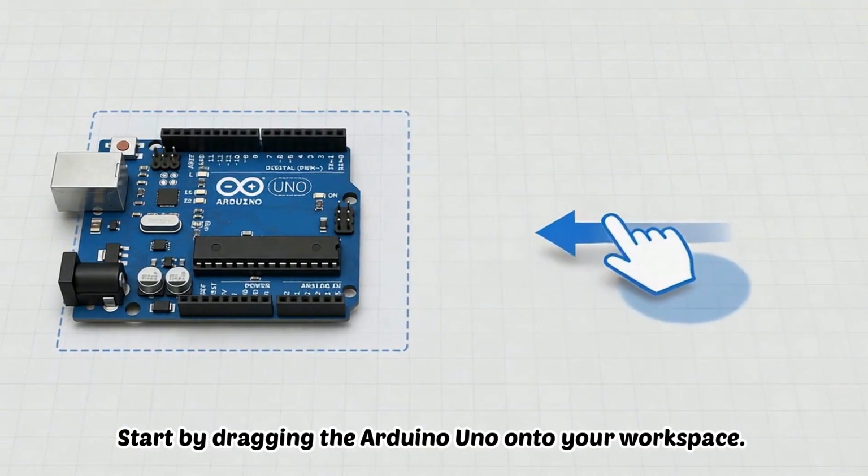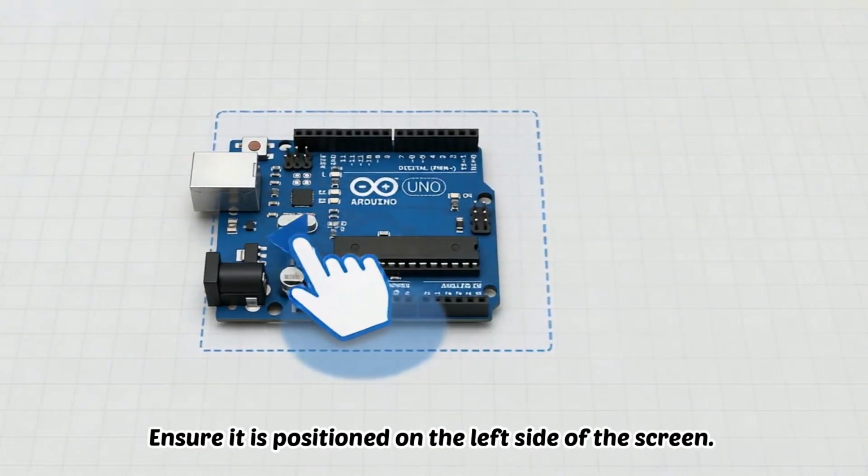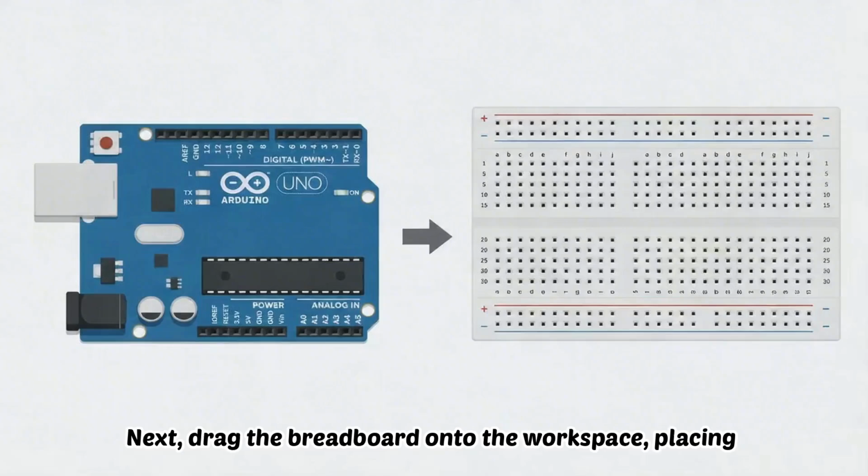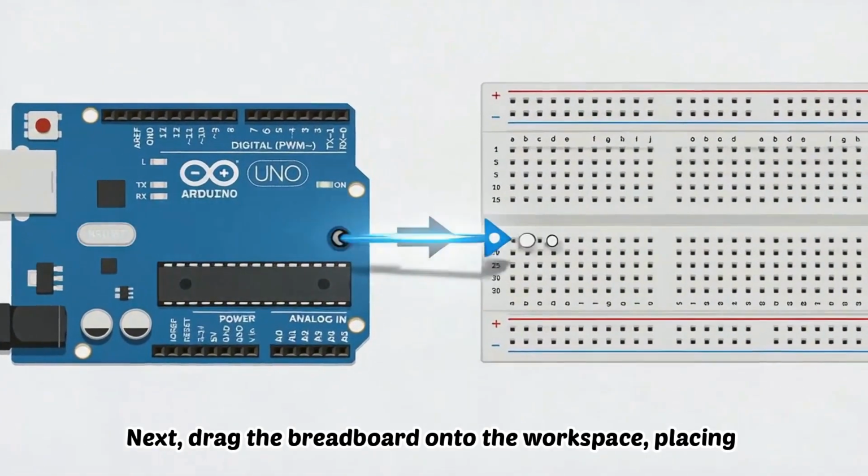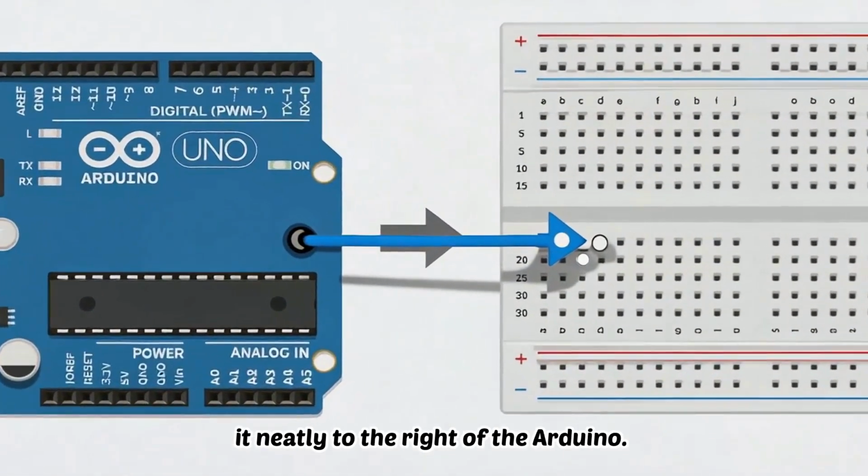Start by dragging the Arduino Uno onto your workspace. Ensure it is positioned on the left side of the screen. Next, drag the breadboard onto the workspace, placing it neatly to the right of the Arduino.